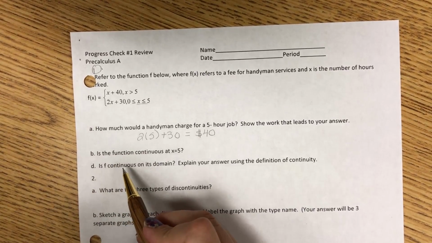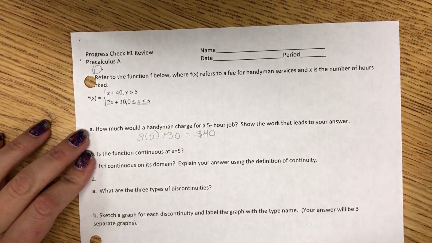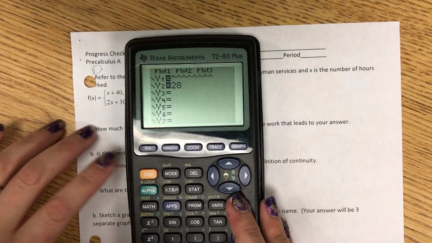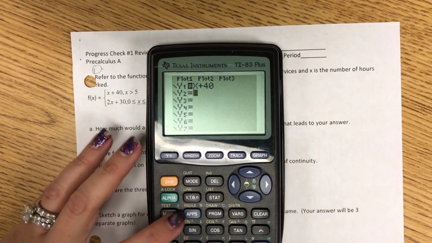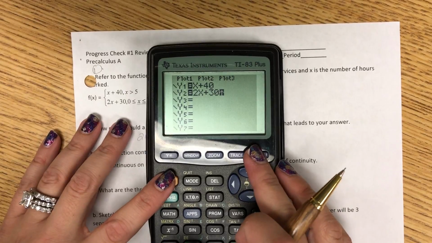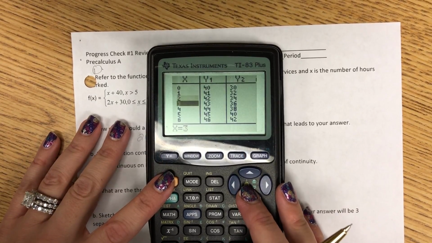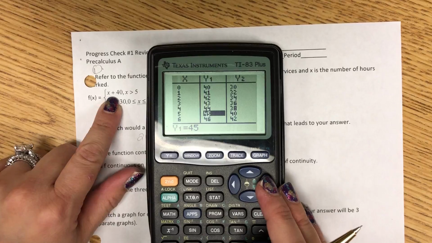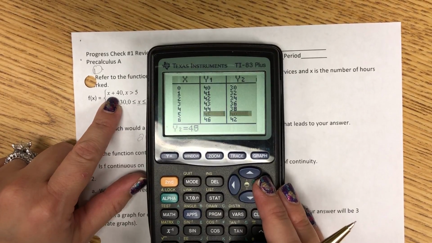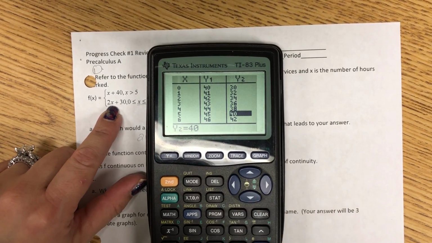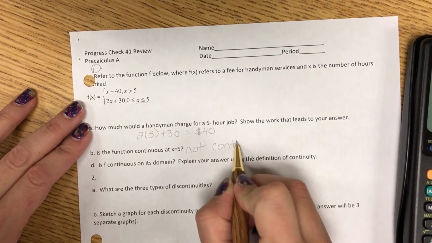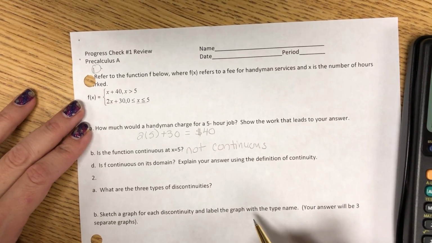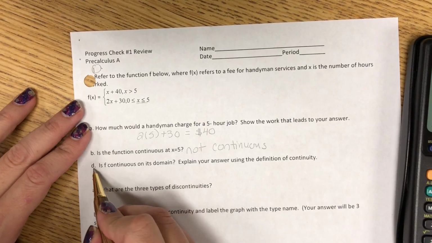Is the function continuous at x equals 5? So I'm going to look in my calculator and see if these pieces are the same value at 5. I'm going to do second table to get to my table of values. So at 5, the x plus 40 is a value of 45, and the 2x plus 30 is a value of 40, so it is not continuous. Okay, well, D, it's not.